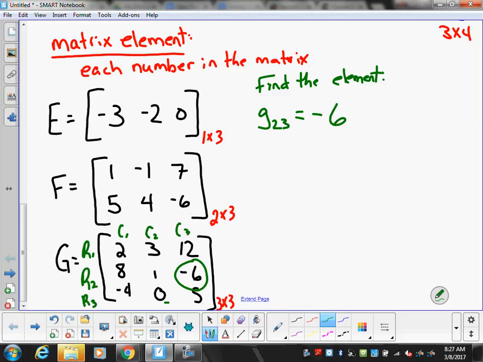So G23 means I'm going to go to matrix G, row 2, column 3. Okay? So this says matrix G. That says row 2. That says column 3. And so when we talk about the location of the elements, we're dealing with rows and columns. That's how we name it.